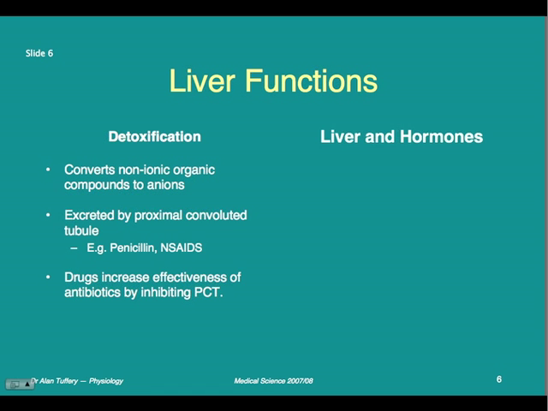Detoxification, first of all. One of the things it does is convert non-ionic organic compounds into ionic ones. So that means they can be processed in a whole variety of ways, and particularly they can be processed by the kidneys, by the proximal convoluted tubule, PCT, later on. And there are specific importances in relation to those drugs, non-steroidal anti-inflammatories, and penicillin. They are secreted by that route. And that leads you to the logical conclusion that if you want to increase the effectiveness of antibiotics, you can inhibit the function of the proximal convoluted tubule.